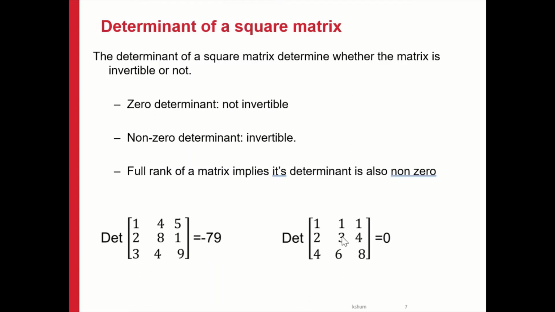So a nice check for checking out the rank of a matrix is to see if its determinant is non-zero. If its determinant is non-zero, it means that the matrix is invertible and it has full rank. If the determinant is 0, it means that the matrix is not full rank and it's not invertible.